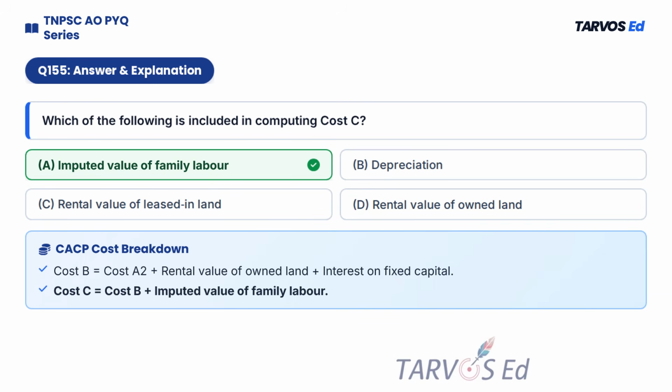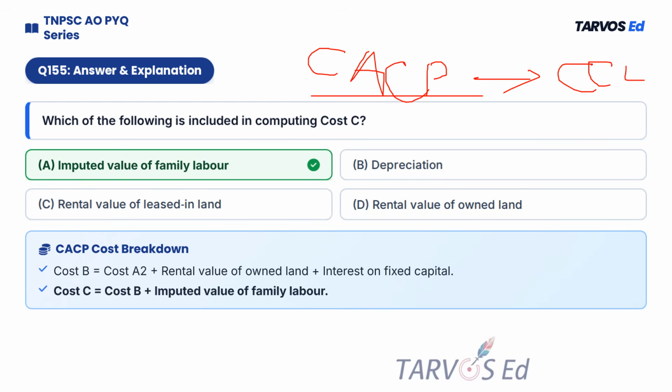The cost concepts come under CACP, Commission for Agricultural Costs and Prices. CACP calculates the cost of cultivation of the crops and recommends to the Government of India to fix the MSP, minimum support price. So CACP only recommends it. Who fixes it? It is fixed by CCEA, Cabinet Committee on Economic Affairs. CCEA will fix the MSP, minimum support price.